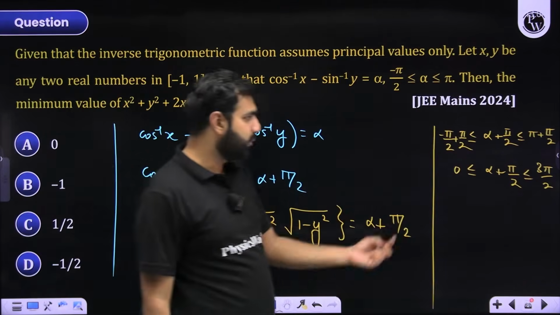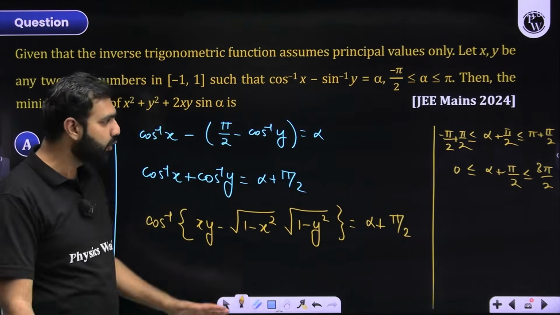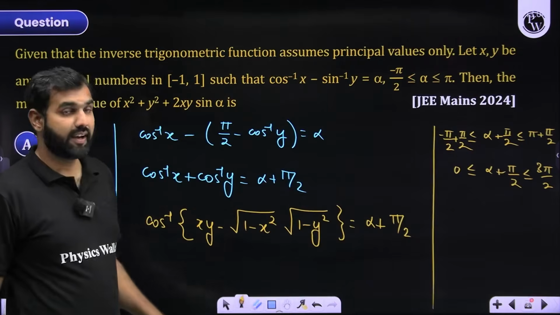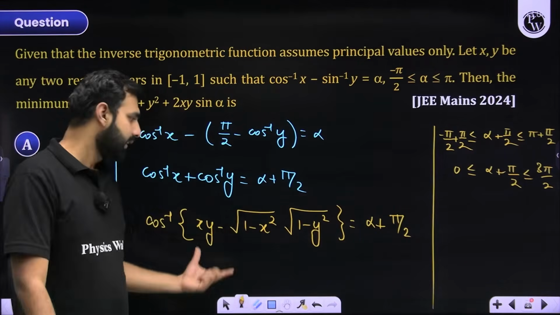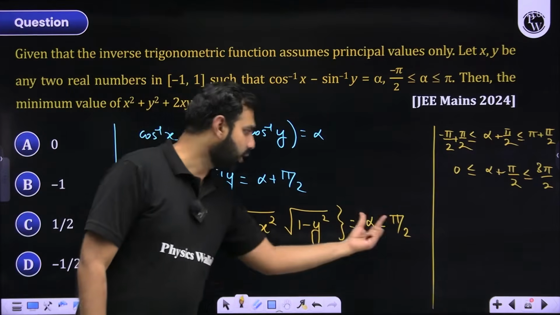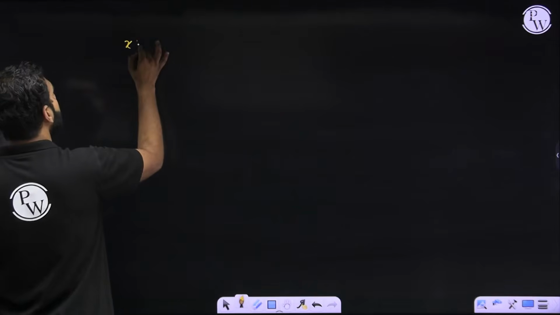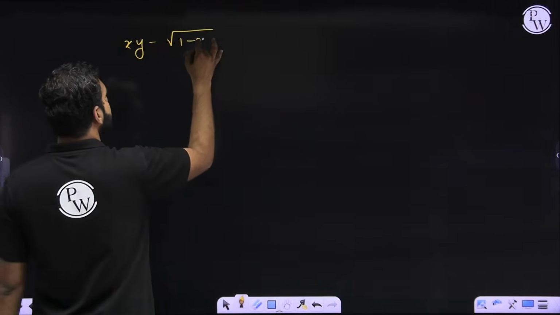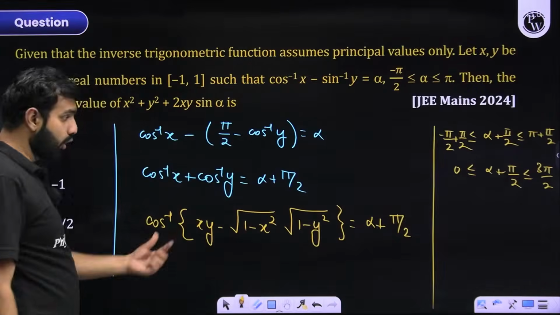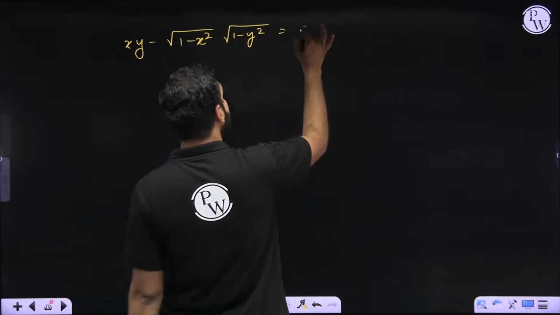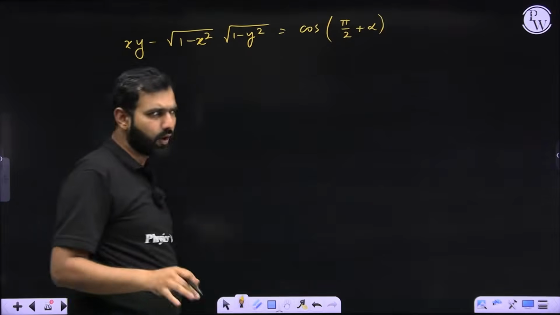So for all the values between 0 to 3 pi by 2, I won't hesitate in taking the cos ratio on both the sides. I can do that. I hope you are understanding and realizing very clearly, there's no confusion or hesitation on that. So if I take cos ratio on both the sides, this will remain as it is, and there I'll have cos of alpha plus pi by 2. So here I can write this result as xy minus under root of 1 minus x square times under root of 1 minus y square is equal to cos of alpha plus pi by 2, or I can write it as cos of pi by 2 plus alpha. Did you all get that? I hope there is no confusion on that.